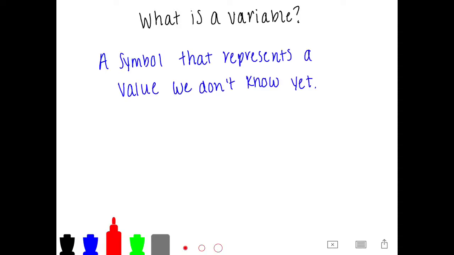Well, a variable is a symbol that represents a value we don't know yet, usually representing an unknown numerical value in an equation. There's usually the values x, y, and z, which you'll have to find the value of. But it can be any letter. It can be A, B, C, D, E, F, G, any letter in the alphabet that is the variable being used to represent a numerical value.